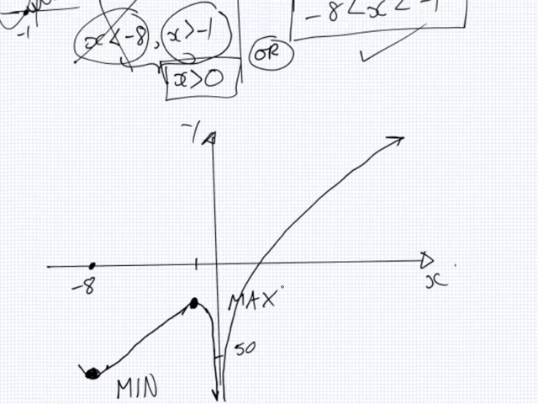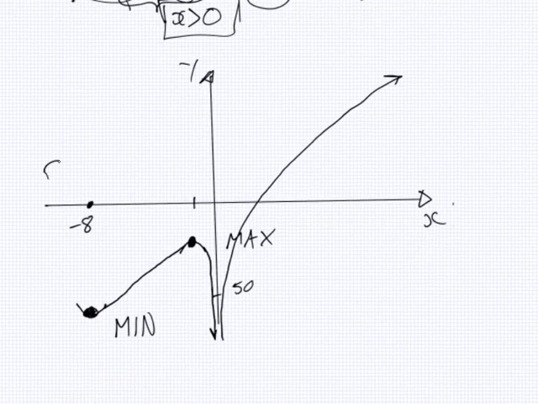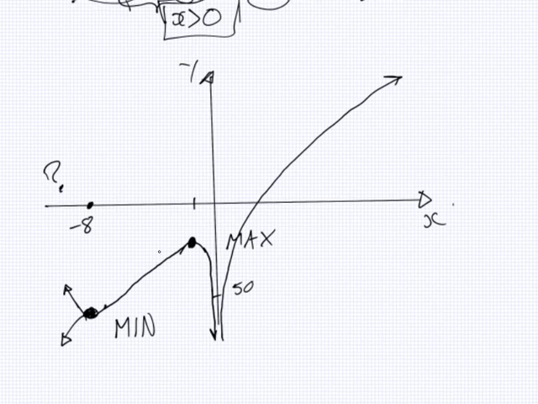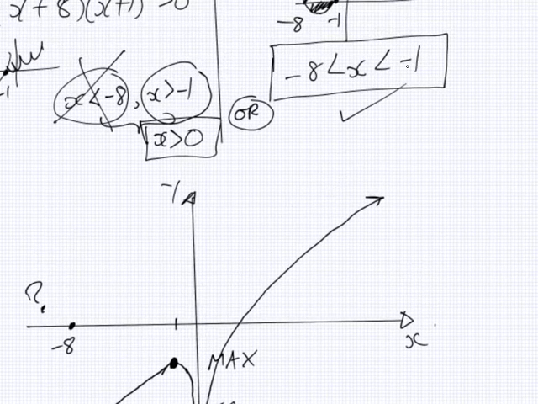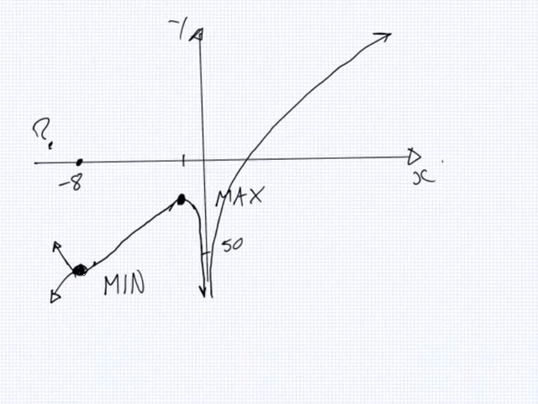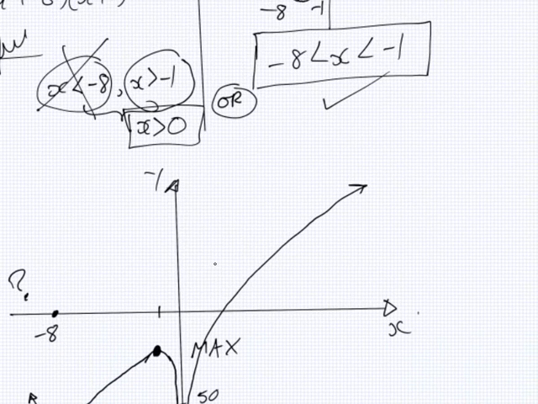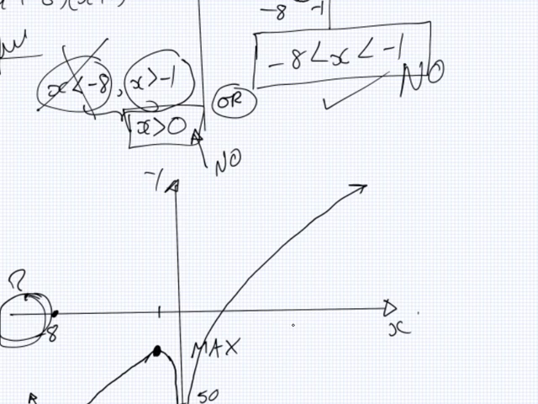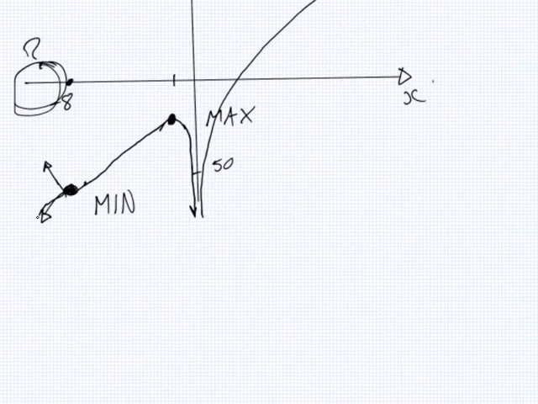But here, what about to the left of minus 8? Is it increasing or is it decreasing? Well, we said it's increasing between here and here, and it's increasing if x is bigger than 0. So, what do we think? Increasing or decreasing? And remember, this is where we said it's increasing. Well, if I'm here, am I in this? No. If I'm to here, am I in this? No. So am I increasing? No. So I must be decreasing. So this graph must then shoot down.